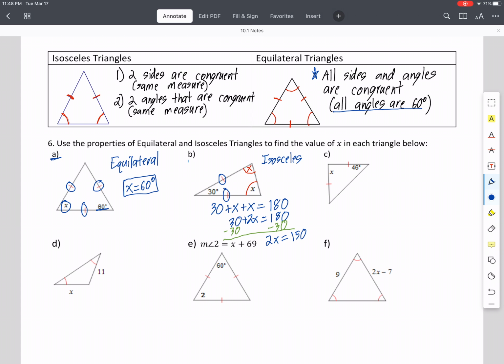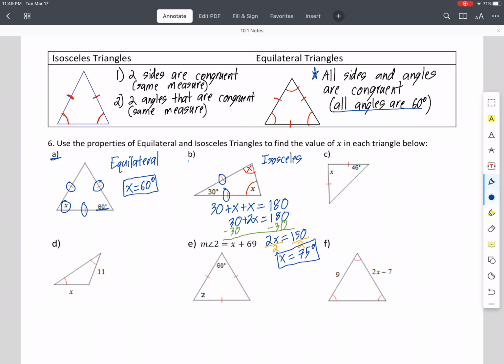But now we want to solve for x by itself. So 2x is being multiplied by 2, so to undo multiplication we need to divide. So we divide by 2, divide by 2. So then we come up at the end that x is equal to 150 divided by 2, which is 75. And then we put degrees. So in this one, x is equal to 75 degrees.